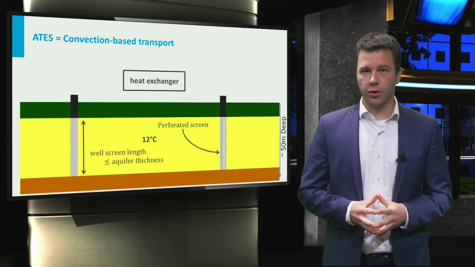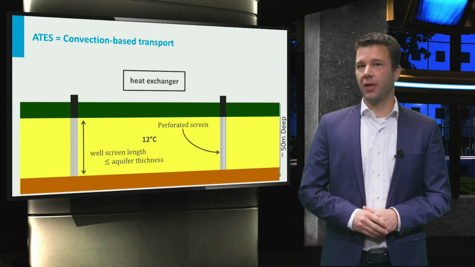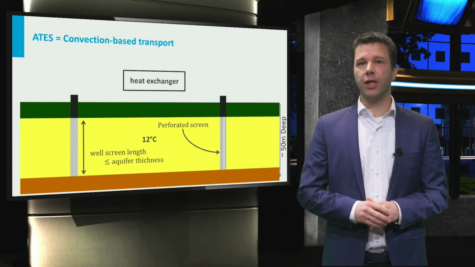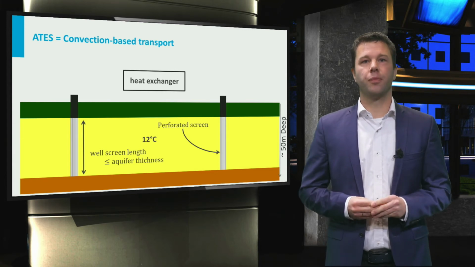Let us now focus on ATES. The transport mechanism here is convection, which means that we use groundwater as a medium to transport the heat to or from the aquifer depending on the season.